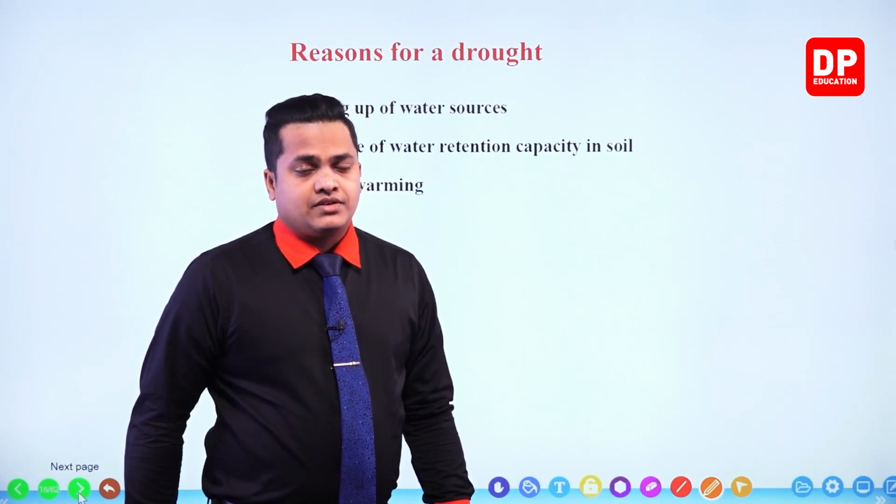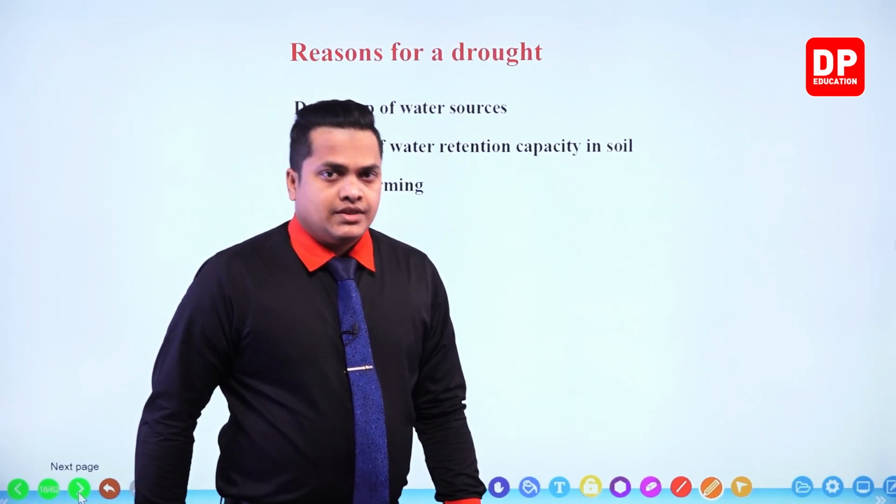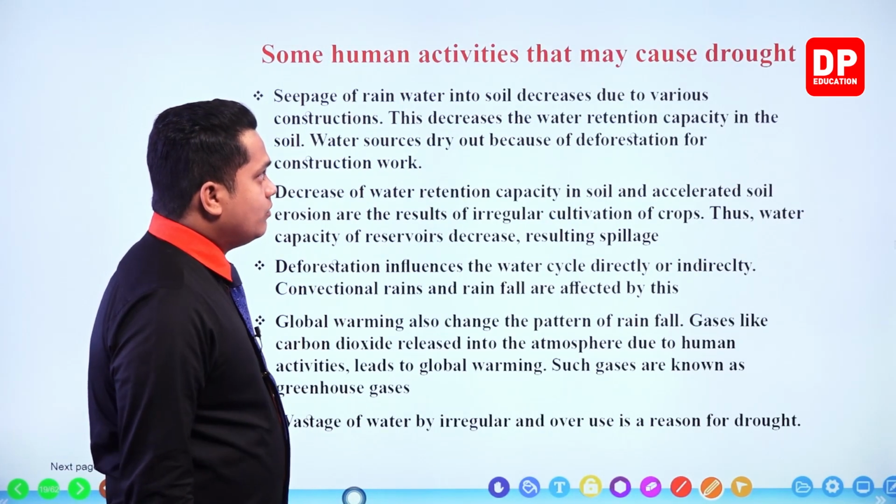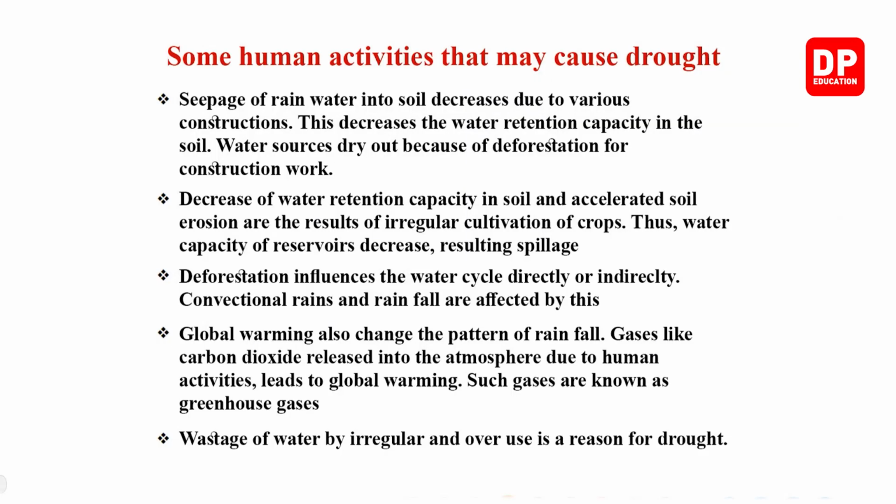Okay, some other reasons for the drought. Then, my dear children, we'll be heading to observe, or to study, human activities that will lead to a drought. As you can see here, there are several human activities, plenty of them. So we'll be learning each one by one. Let's see what human activities are going to cause a drought.